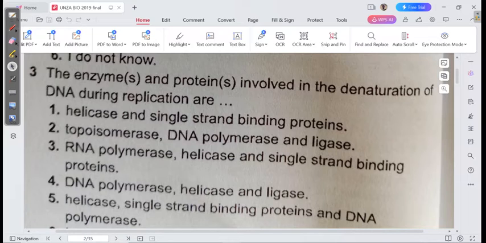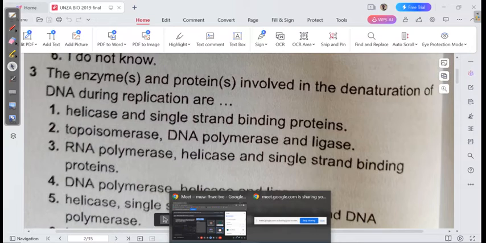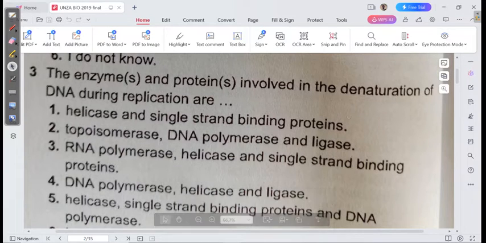The enzymes and proteins involved in denaturation of DNA during replication are. Quickly, let's listen. What's the correct answer to this question? What does it mean to denature first? Maybe this is the key term here. Let's respond.